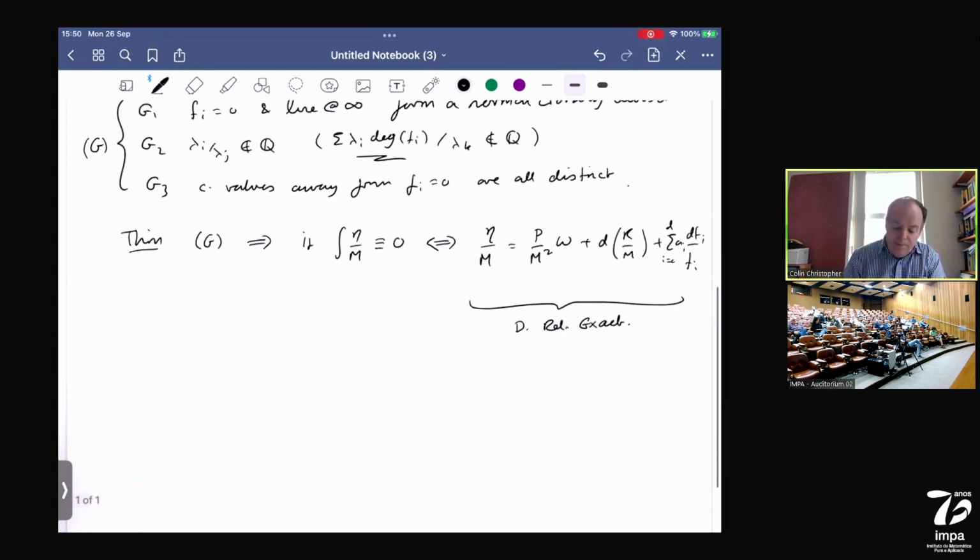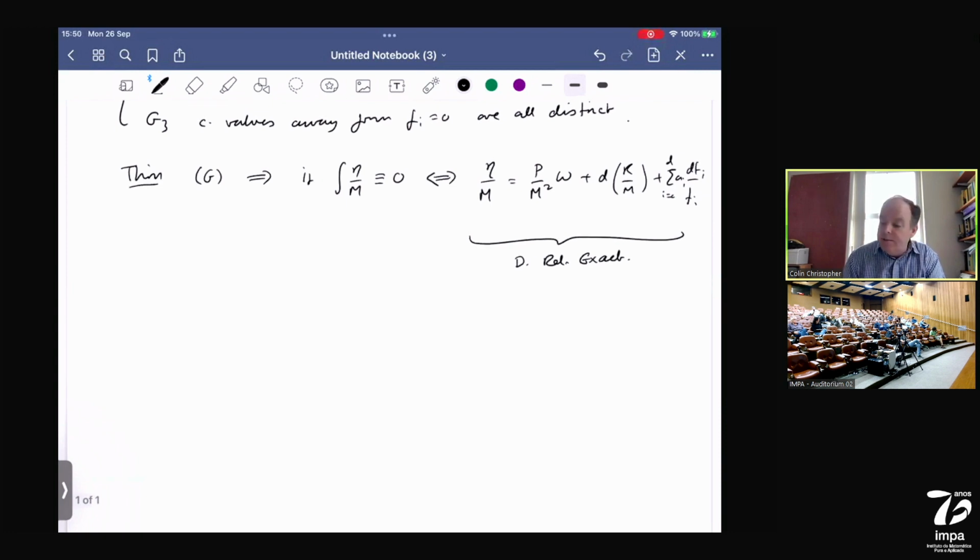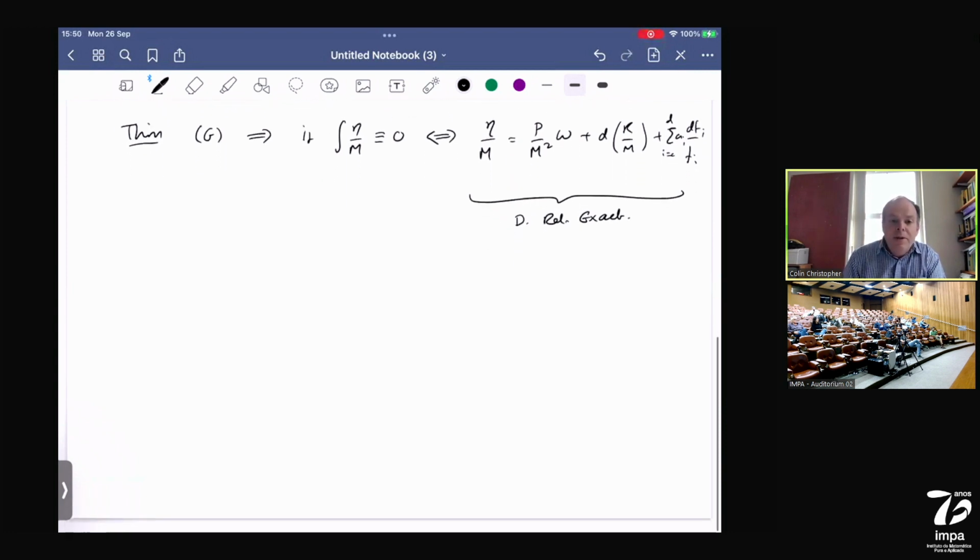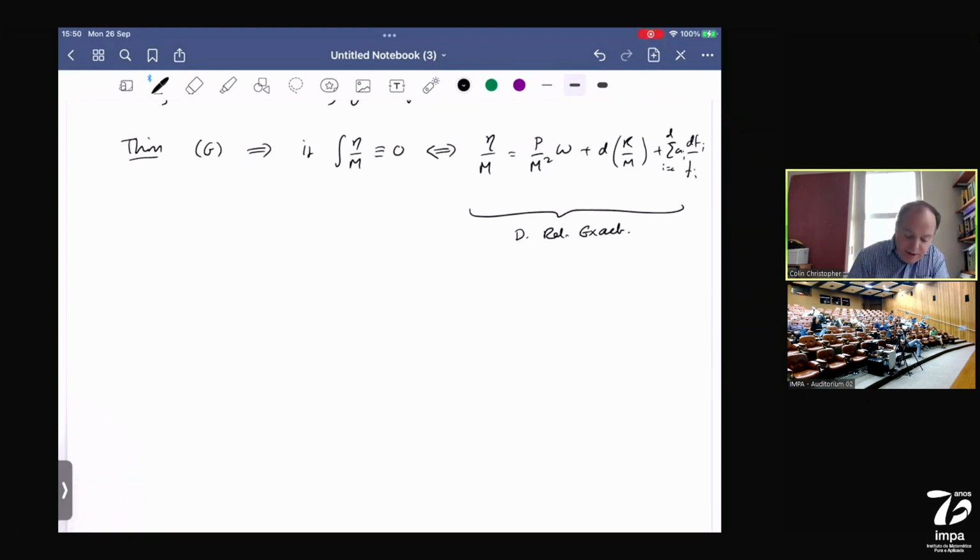Okay, so we're going to prove that in a special case in the next session, but for the moment, I just want to concentrate on 3 corollaries of that, which Pavel also mentioned.